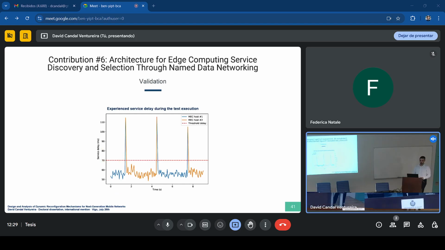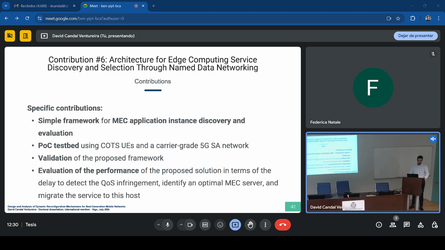But another strategy would be to set a timer on the threshold and then send the new request as soon as the threshold is overpassed, as soon as the timer expires. And this way the reaction is better.